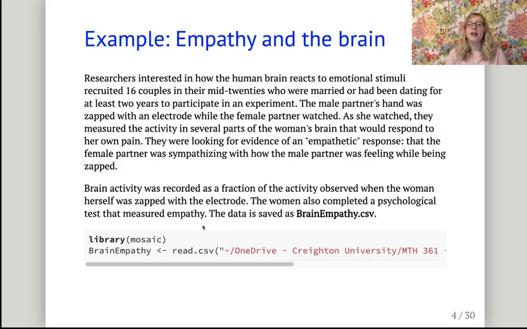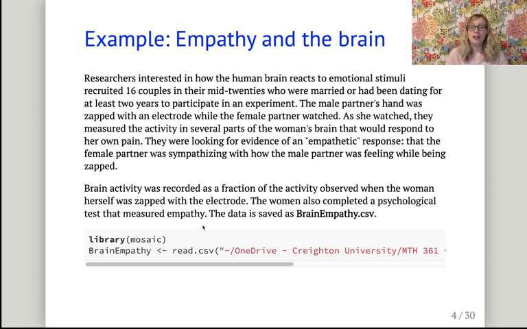So for an example, we'll take a look at a study that was done to measure empathy in the human brain. So here's how this study worked. Researchers recruited 16 heterosexual couples in their mid-20s who were married or had been dating for at least 2 years. So they recruited serious couples to participate in this experiment.